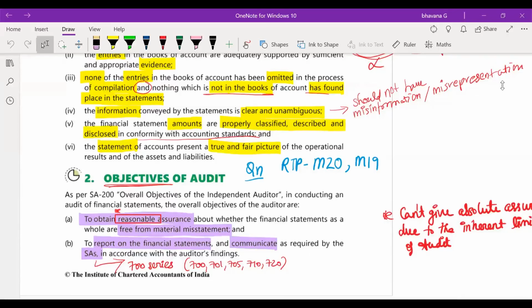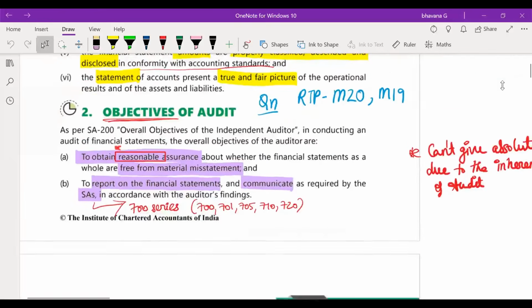Okay. Fifth point, it is telling you that the amounts which are given in the financial statements, that this much assets are there, this much liabilities are there, this much sales have happened, this much purchases have taken place. All these amounts, whether they are properly classified, described and disclosed, you have to see. Okay, the company must not hide these amounts for a better presentation of financial statements or for showing more profits. You have to check whether all these amounts have been properly classified, described and also disclosed.